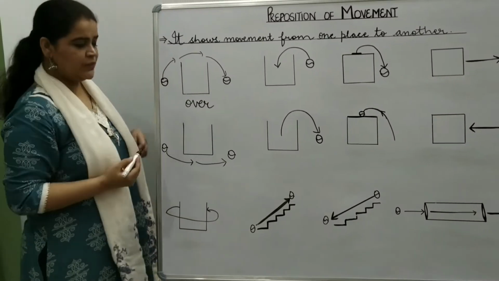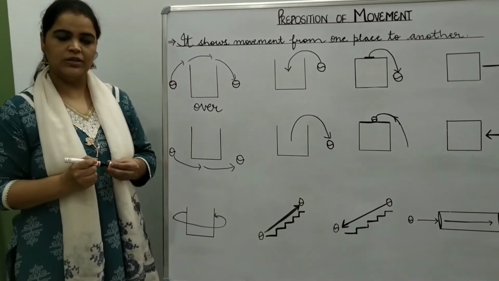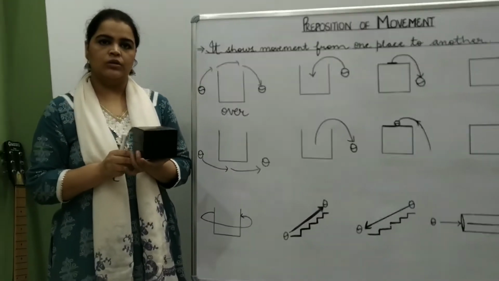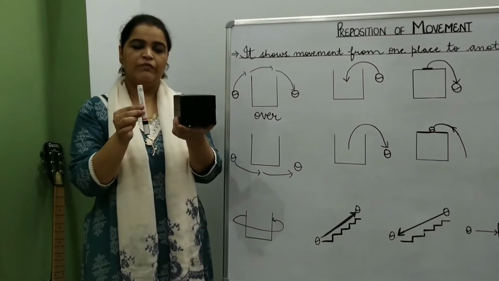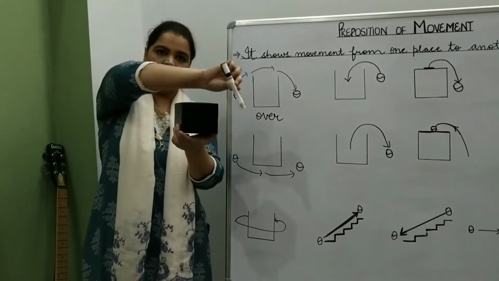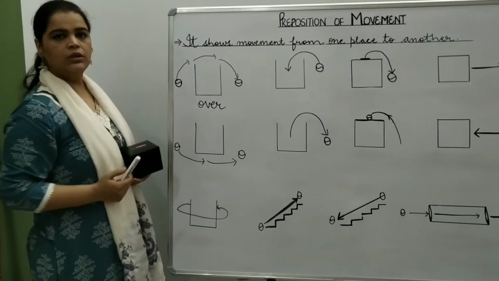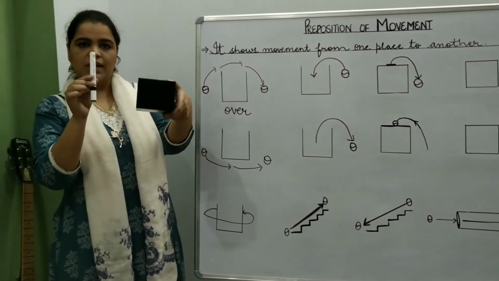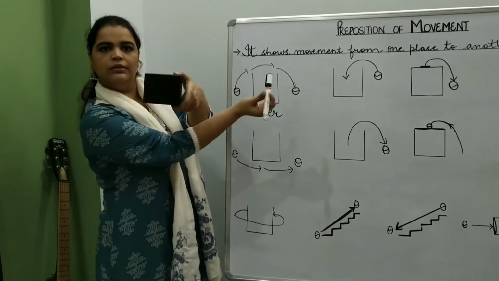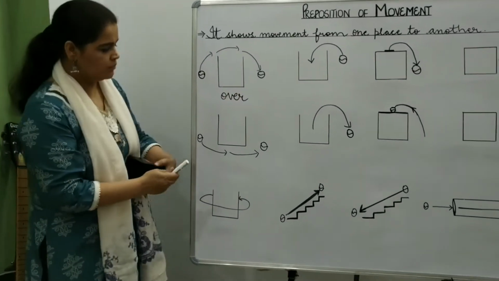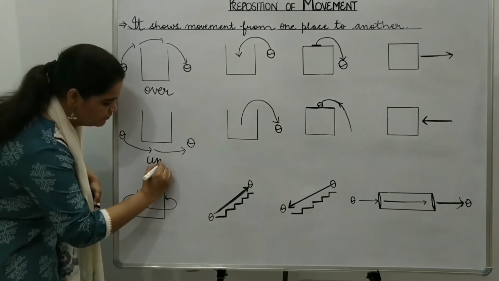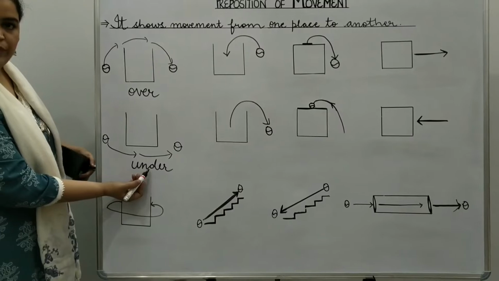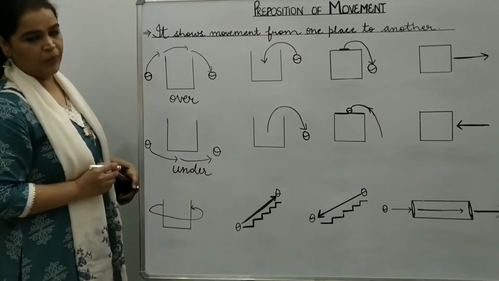We'll understand this preposition with the help of one box and this marker. Now see the box. This is our box. Now this marker is moving from one side to another side. So this movement is called over. Next. Now this marker is moving from this side, from the bottom side, then to that side. This movement is called under. Under can be used in place of below also in preposition of place.